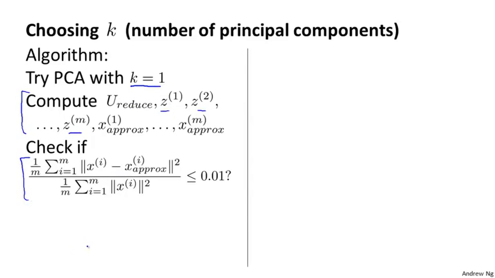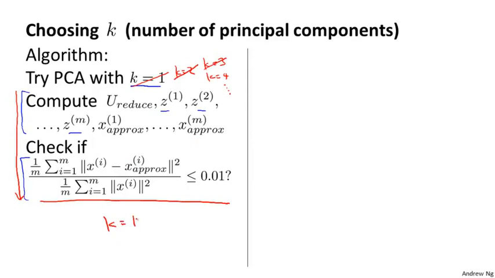Then we're good, and we'll use k equals 1, but if it isn't, then we'll next try k equals 2. And then we'll again run through this entire procedure and check, is this expression satisfied? Is this less than 0.01? And if not, then we do this again. Let's try k equals 3, then try k equals 4, and so on until maybe we get up to k equals 17 and we find that 99% of the variance is retained, and then we'll use k equals 17.